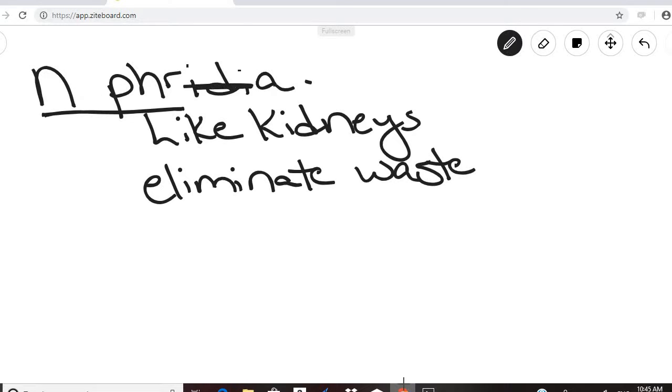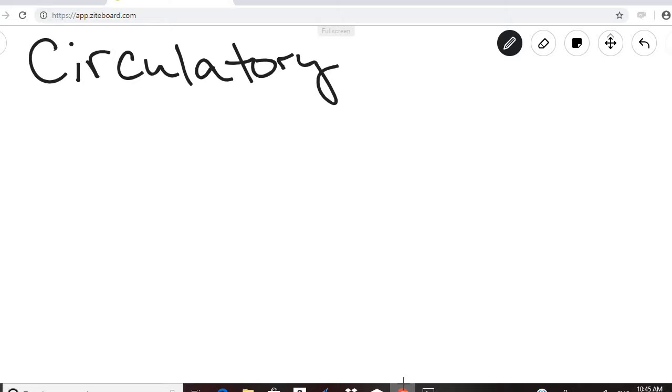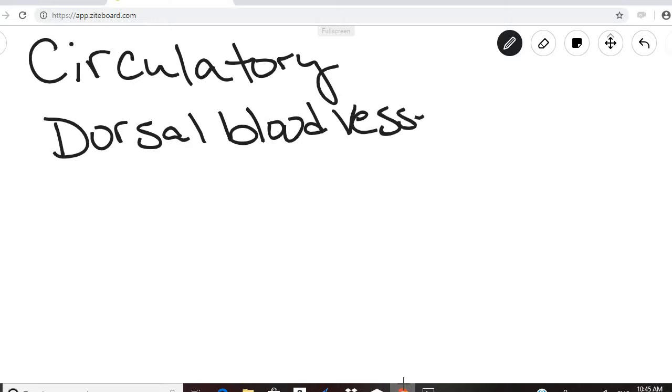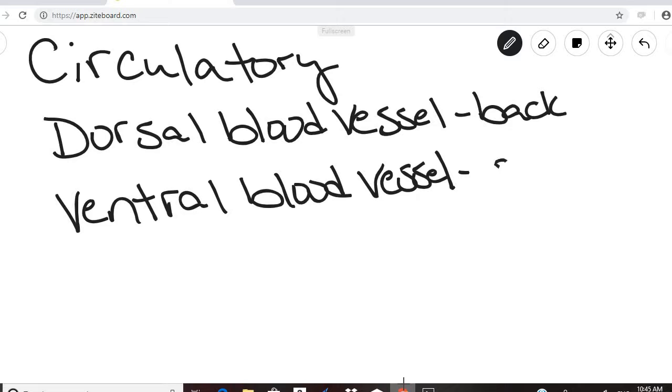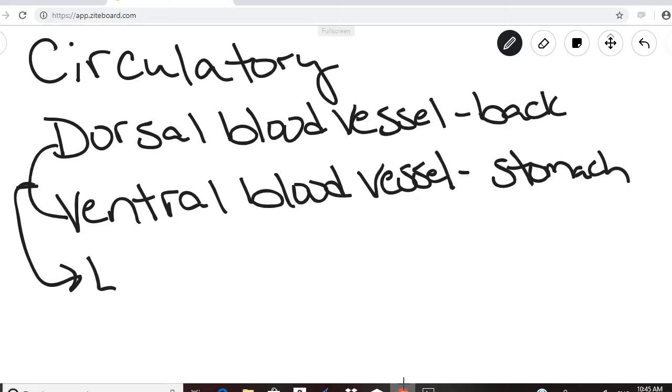Then we talked about the circulatory system of the earthworm when we did the dissection, and we said that there are two main blood vessels. There is a dorsal blood vessel that runs along the back of the earthworm, and then there is the ventral blood vessel that runs along the stomach side, or the ventral side of the earthworm. And these two are linked together by aortic arches.